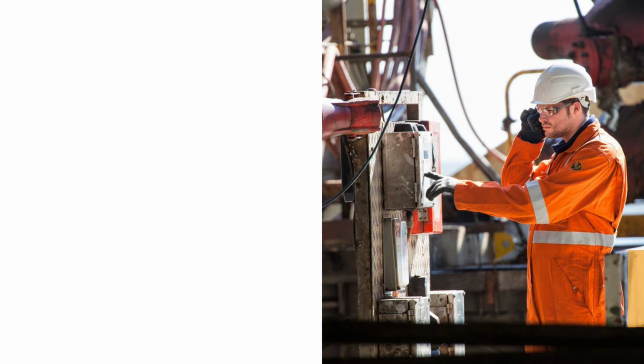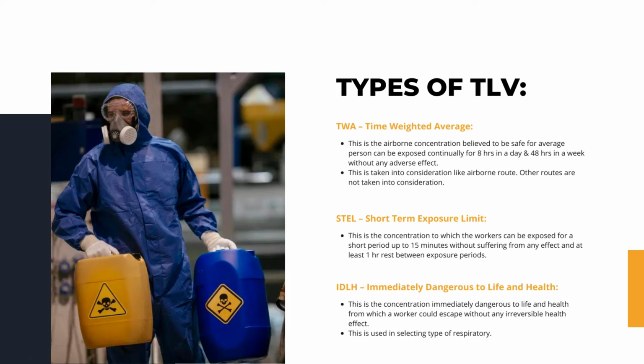Now following this, we will discuss the types of TLV, the types of threshold limit value. The first one is TWA, that is time weighted average. This airborne concentration, believed to be safe for the average person, can be exposed to continuously for 8 hours in a day and 48 hours in a week without any adverse effect. This is taken into consideration like an airborne route. Other routes are not taken into consideration.